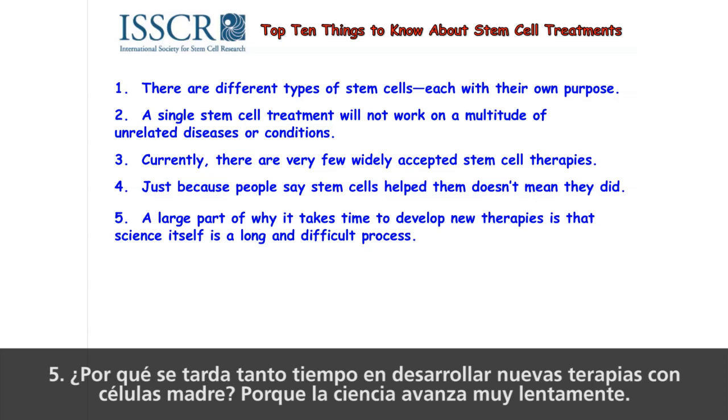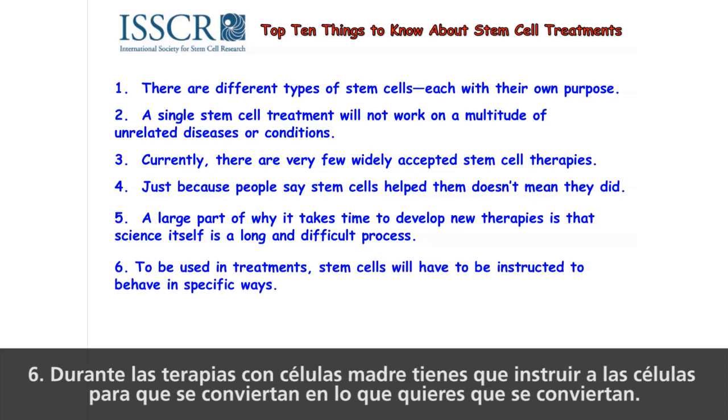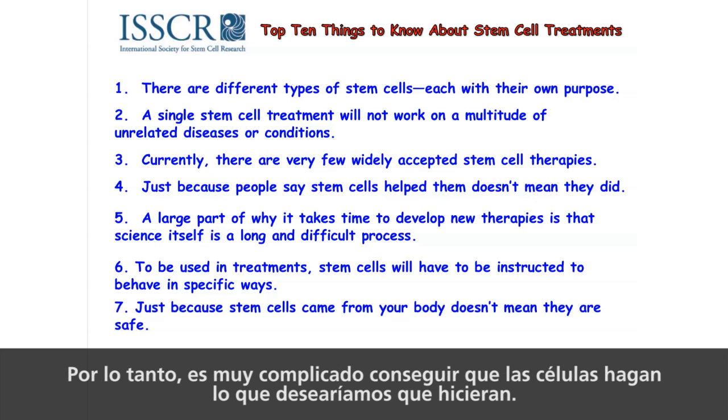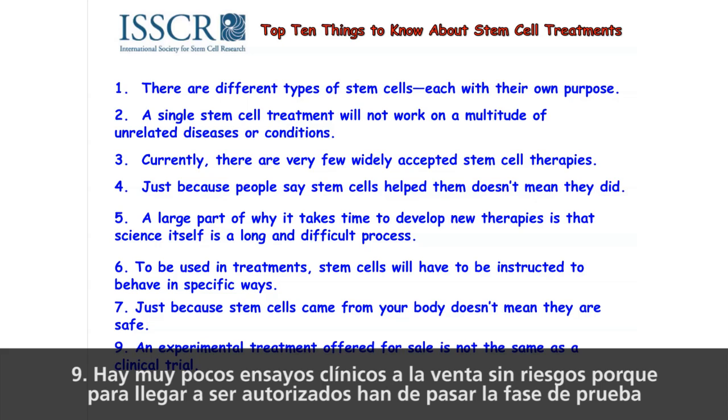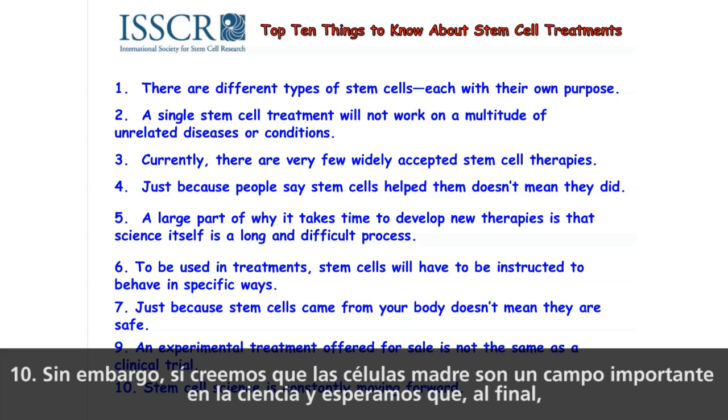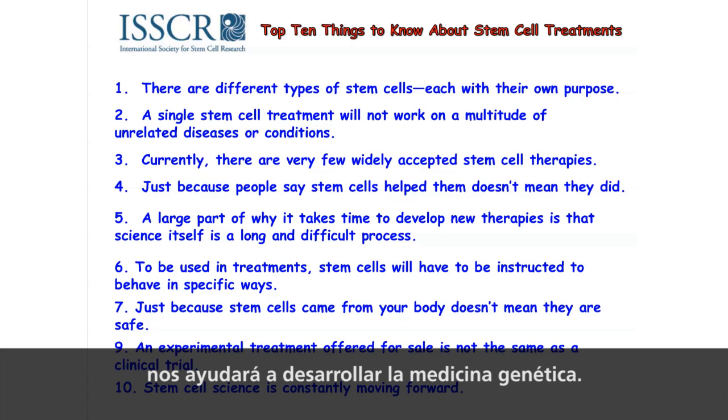Why does it take so long to develop new therapies? Because science is very slow. When you do a stem cell therapy, you have to instruct the cells to become what you want them to become. The more we manipulate in vitro, in culture, and the more we induce differentiation, the more cells lose their potency, and it is more complicated to handle them and make the cells do what you wish. There are a lot of treatments for sale that are very, very risky, also because clinical trials take a lot of steps to authorization before going into the clinic. Nevertheless, we believe that stem cell science is an important field, and we hope that in the end we will have something important for regenerative medicine.